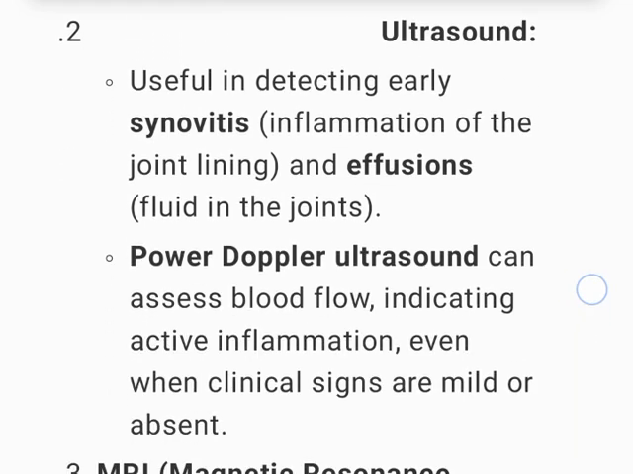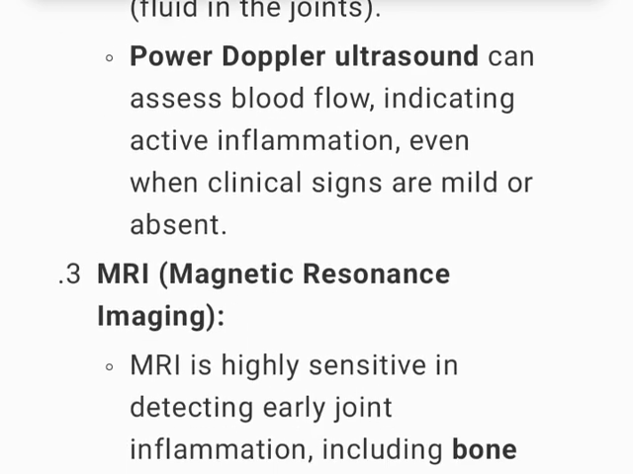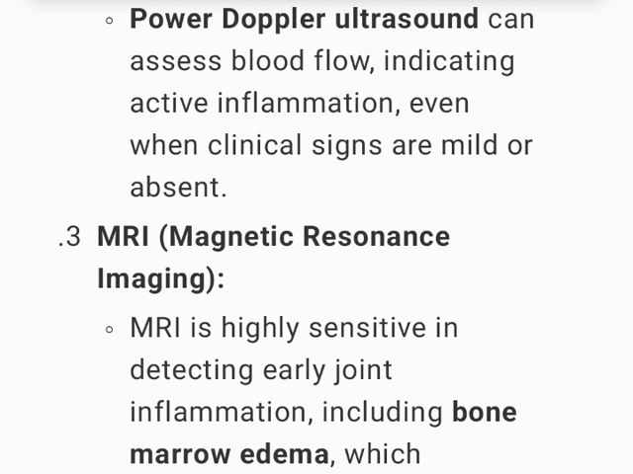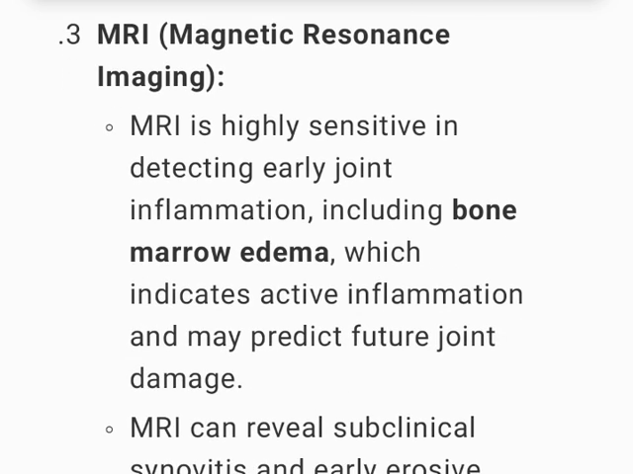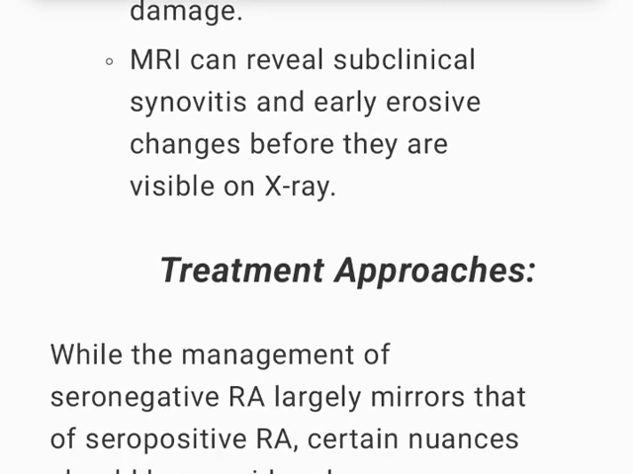Compared to seropositive RA, joint damage may occur at a slower rate, though this is not universal. 2. Ultrasound, useful in detecting early synovitis, inflammation of the joint lining, and effusions, fluid in the joints. Power Doppler ultrasound can assess blood flow, indicating active inflammation, even when clinical signs are mild or absent. 3. MRI, magnetic resonance imaging. MRI is highly sensitive in detecting early joint inflammation, including bone marrow edema, which indicates active inflammation and may predict future joint damage. MRI can reveal subclinical synovitis and early erosive changes before they are visible on X-ray.